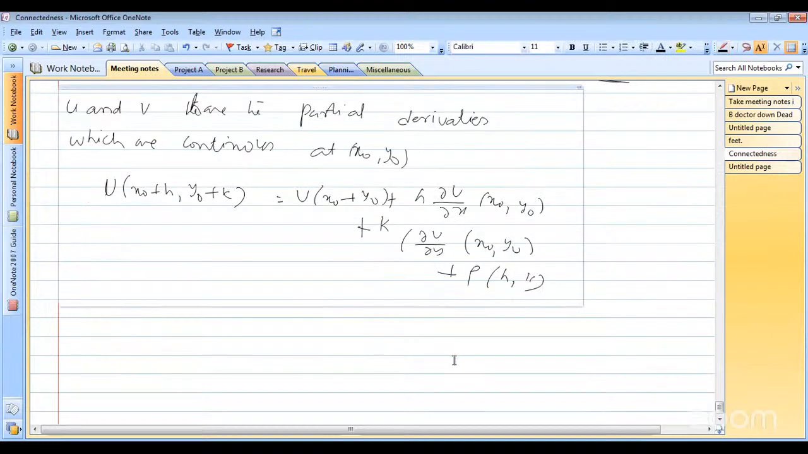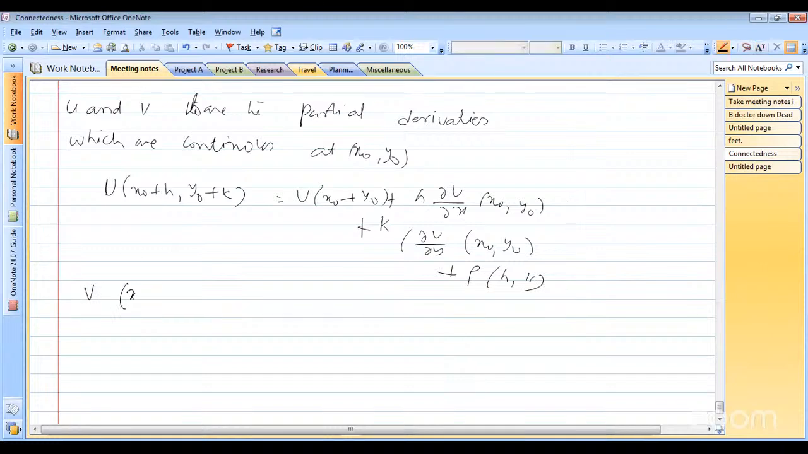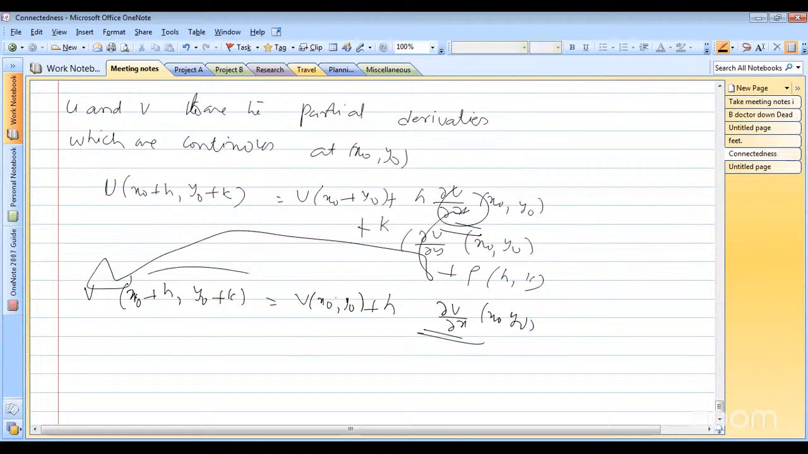Then again we take the same for v: v of (x naught plus h, y naught plus k) equals v of (x naught, y naught) plus h times dou v by dou x at (x naught, y naught) plus k times dou v by dou y at (x naught, y naught) plus sigma of (h, k). Both use different values here.